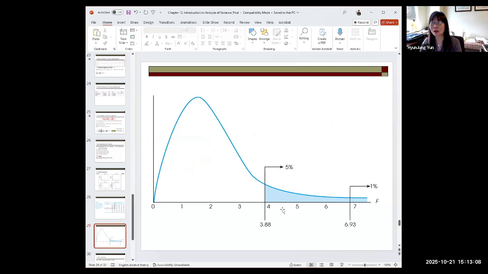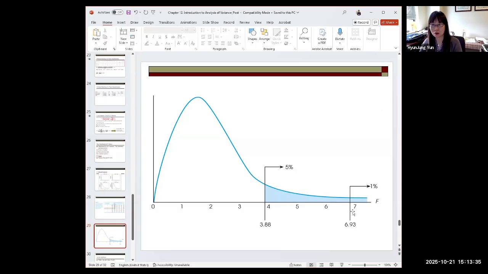But if your statistical value is larger than that, that means your p-value is smaller than that, right? As the statistical value gets larger, your probability for the null hypothesis gets smaller, right? That's how statistical logic works and how they design it. So you want to see your statistical value is larger than 3.88, then it is statistically significant.